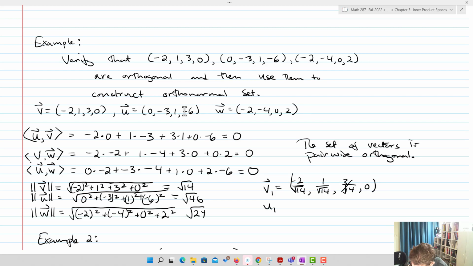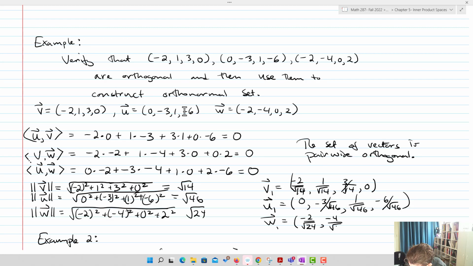We'll call it u1. The vector is going to equal then 0, -3 over the square root of 46, 1 over the square root of 46, -6 over the square root of 46. And then we'll call this w1, our new vector, and this will be -2 over the square root of 24. You can, of course, simplify that. -4 over the square root of 24, 0, and 2 over the square root of 24.